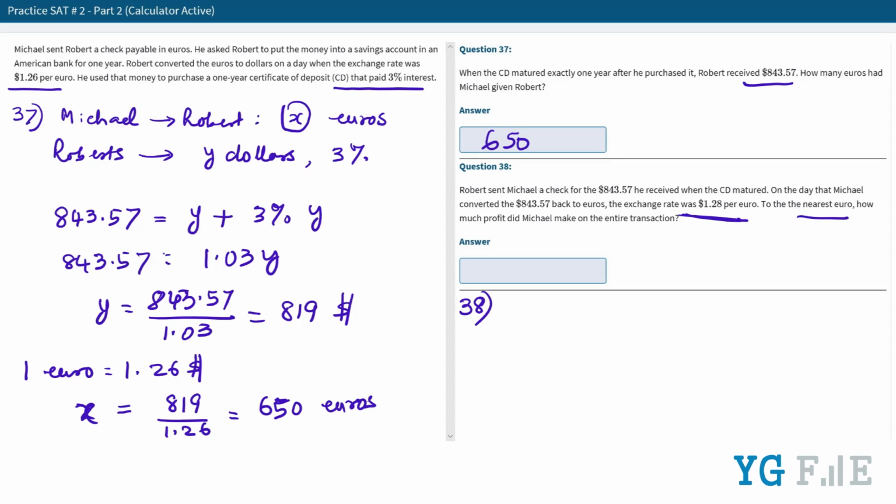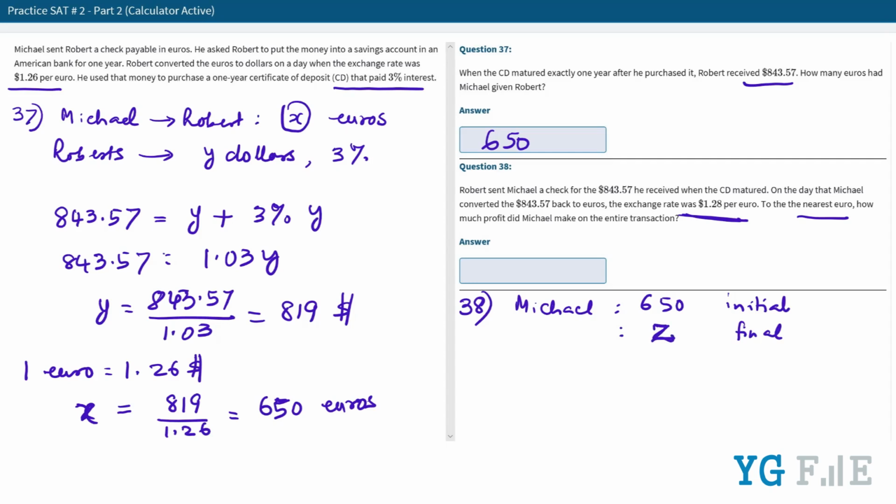So the initial amount that Michael gave in euros is 650. This is the initial deposit. Michael gets back some amount, so let us use a new variable called Z, which is the final euros that he receives. So Z will be more than the initial to be able to make some profit.